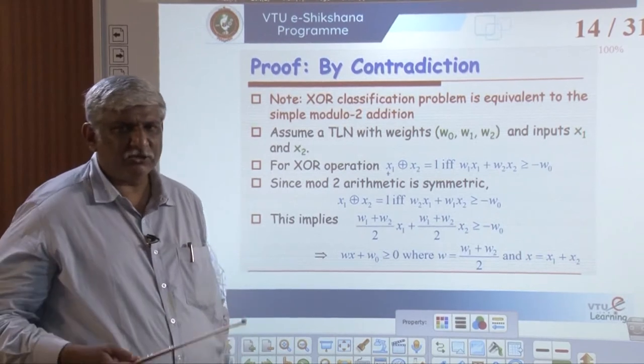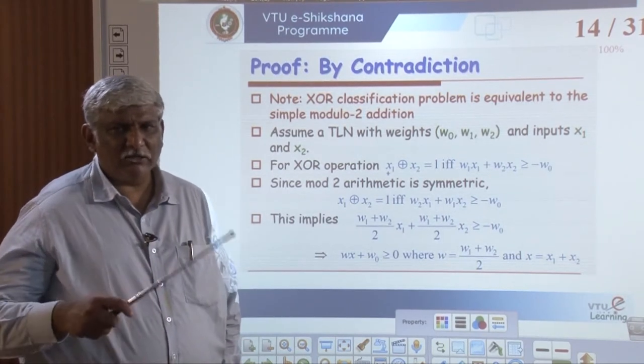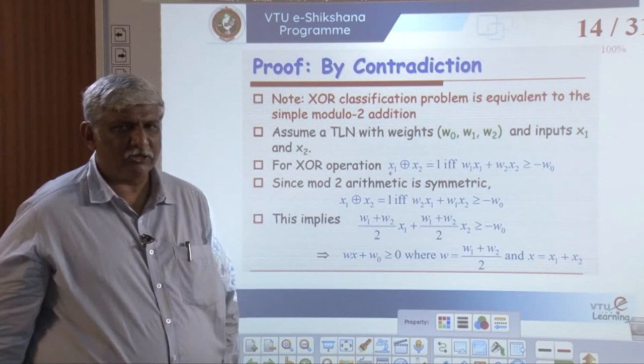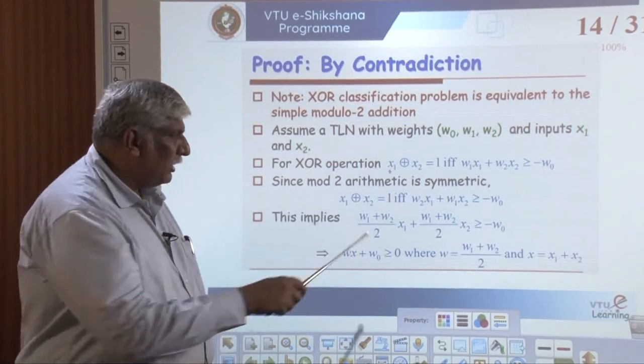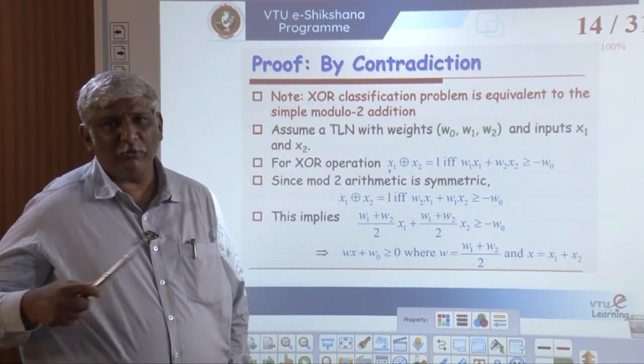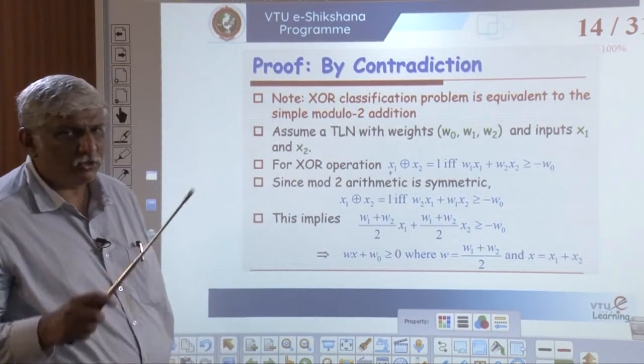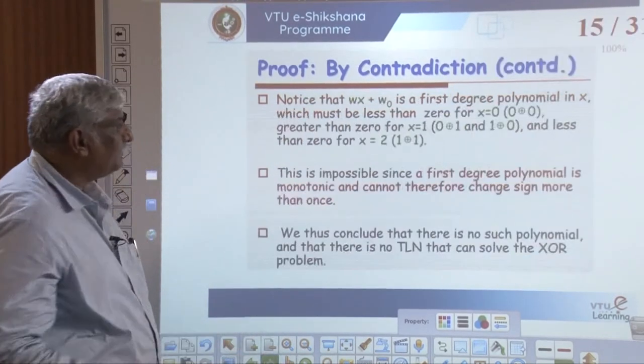So, we are going to have a simple arithmetic X1 plus X2. In the previous case, we thought 1 plus 1 is equal to 2, so I will be getting the output as 1. It is going to be a simple arithmetic. But here again 1 plus 1 is going to be modulo 2 arithmetic, so we will be getting a 0. In that case we will be having a problem, right.